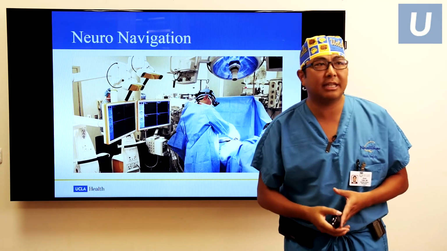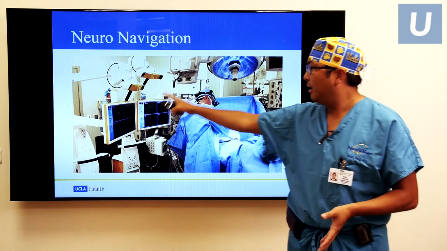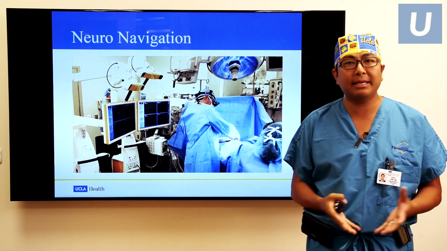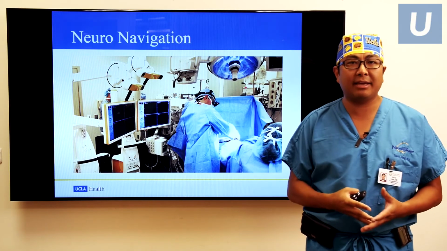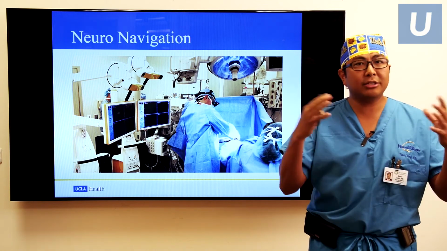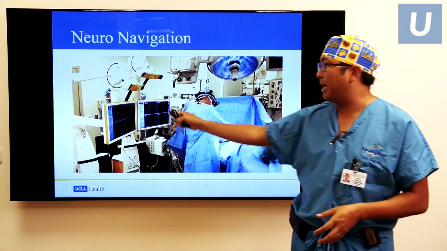The other technology that's very important is Neuro Navigation. Here you can see that we use Brainlab Neuro Navigation. There are several companies that I know of that make Neuro Navigation. There's Medtronic, there's Stryker, there's Brainlab, all these off the top of my head. But the one that we use here at UCLA is Brainlab Navigation.